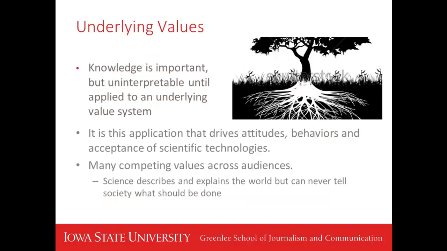The reason is that knowledge is important, but it is uninterpretable until you apply it to an underlying value system. And it's the application that drives the attitudes, behaviors, and acceptance. So science describes and explains the world, but it can never tell society what should be done.